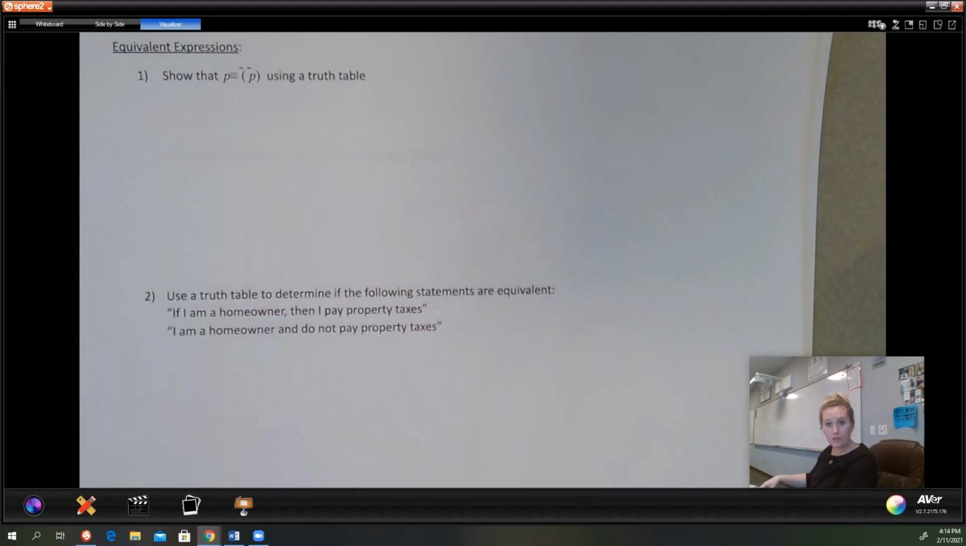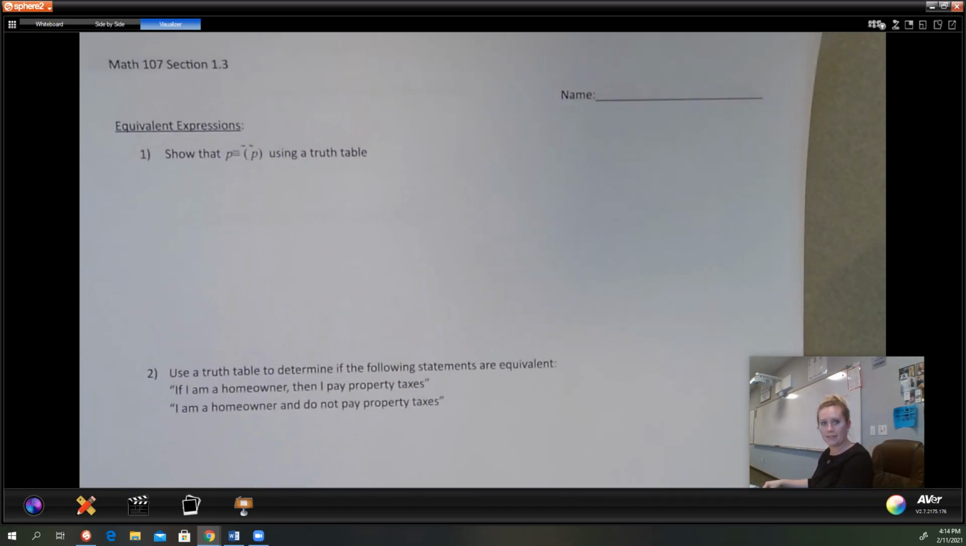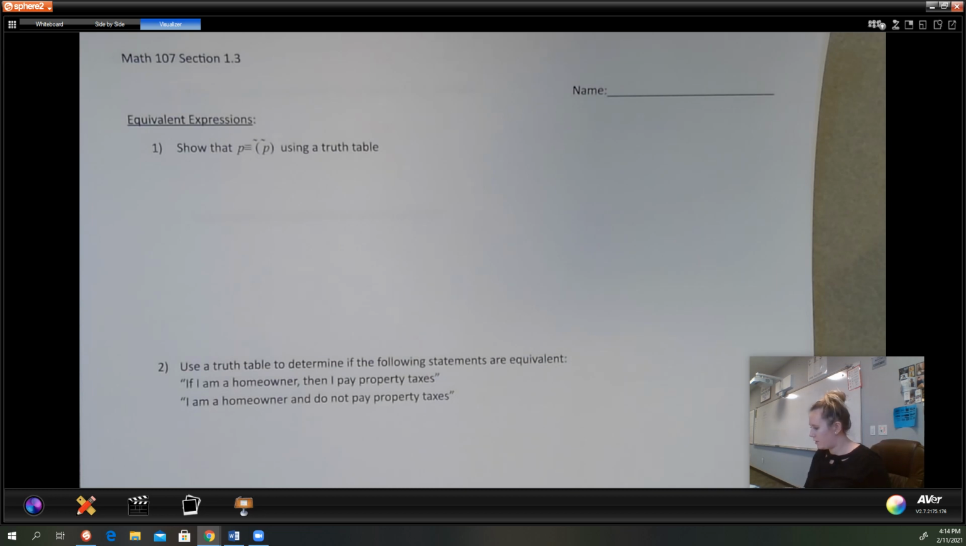Jumping into 1.3.2 for your practice assignment. And we're talking about equivalent expressions. So we want to show that P is equivalent to not not P, the double negation, using a truth table.